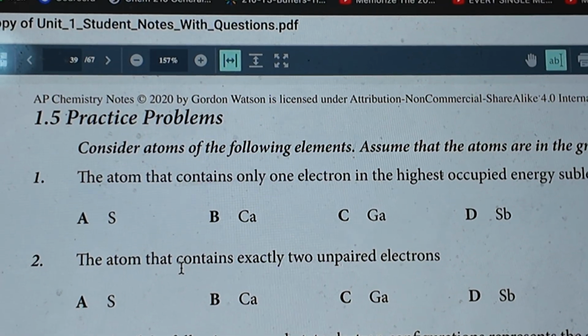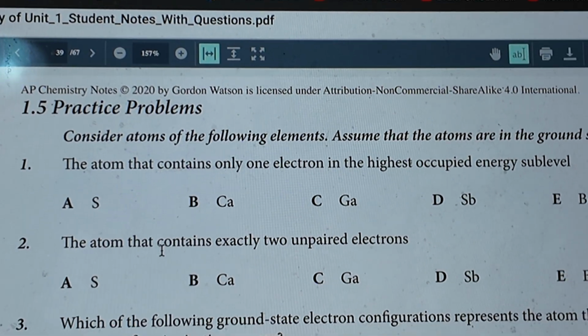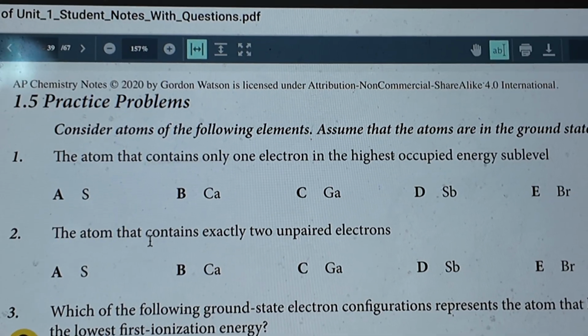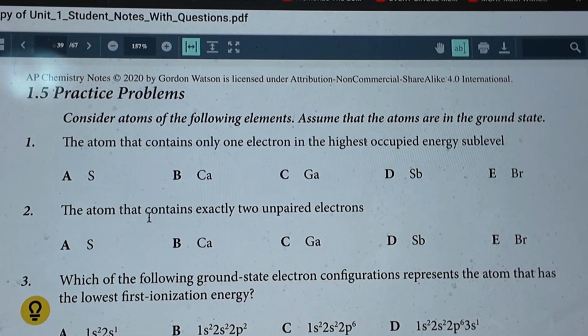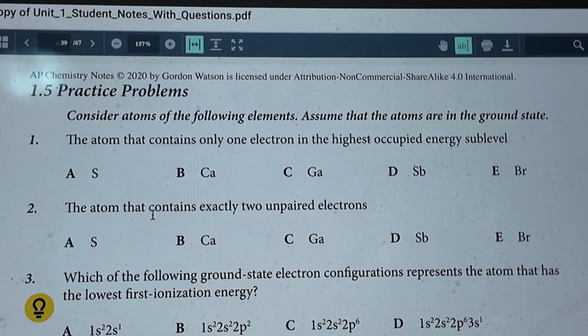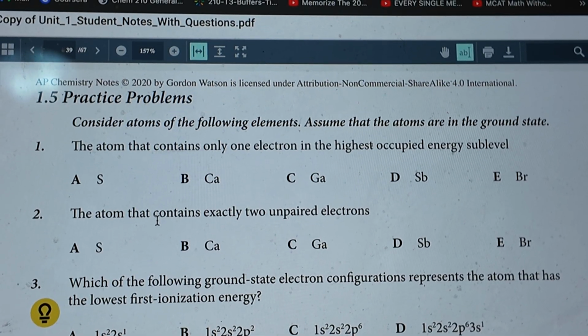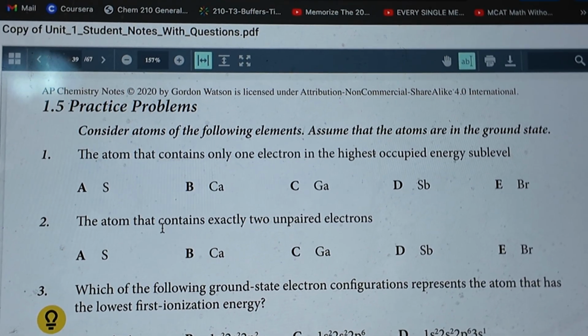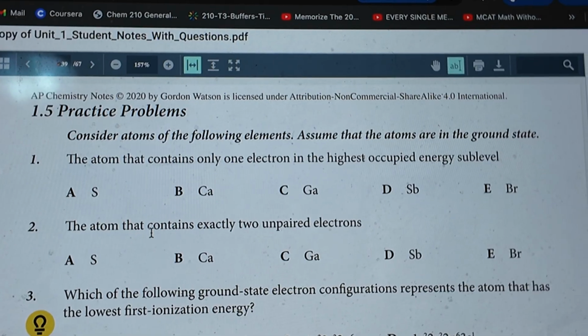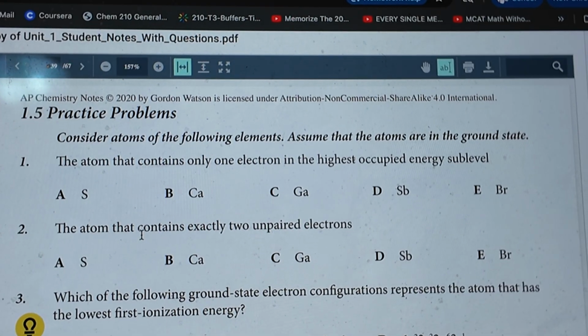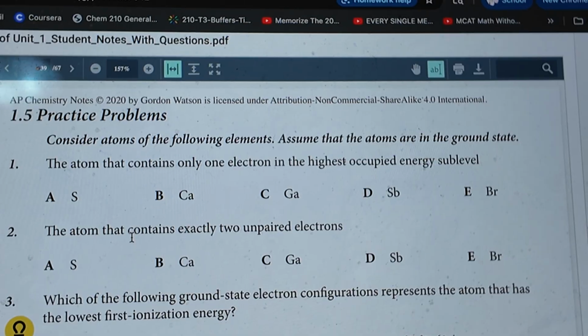Okay, so I'm going to be going over the 1.5 practice problems today. And so, yeah, let's start from the beginning. It says the atom that contains only one electron in the highest occupied energy sublevel.